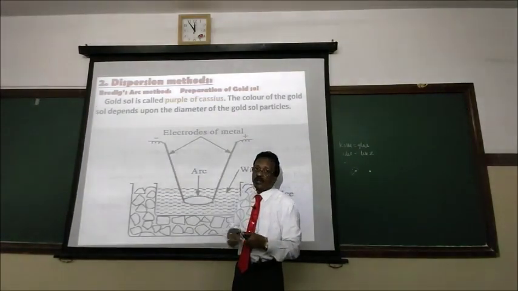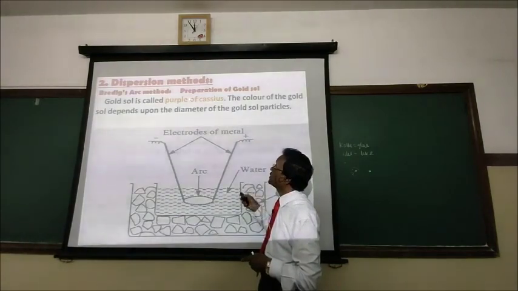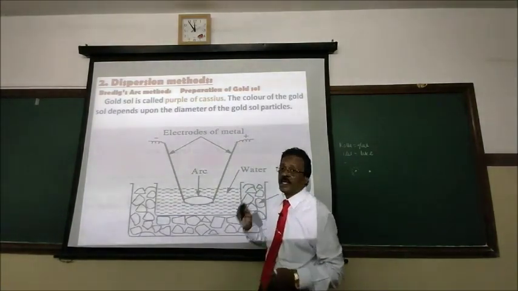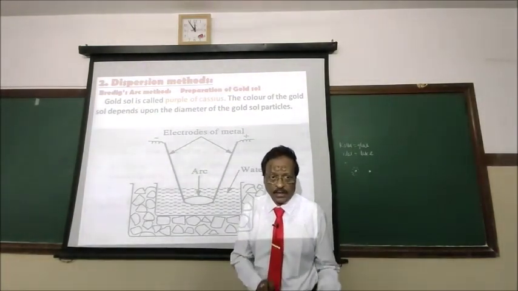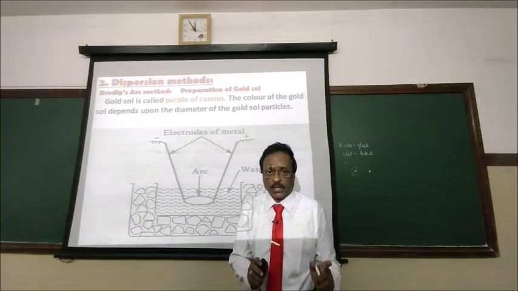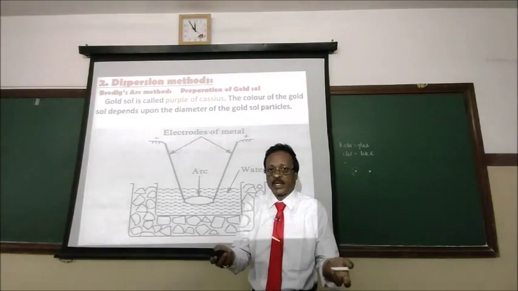Gold sol can be prepared. Technically, it is called the purple of Cassius. Gold sol can be prepared by Bredig's arc method. Students, can you understand? It is a simple method of preparation. So you can write in your own words or draw a diagram and label the parts.